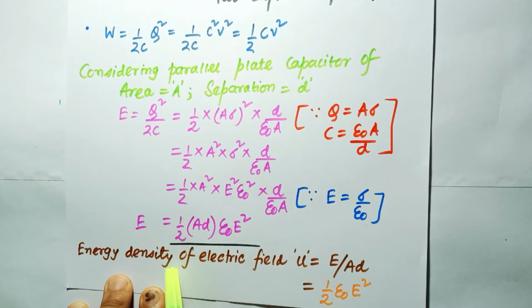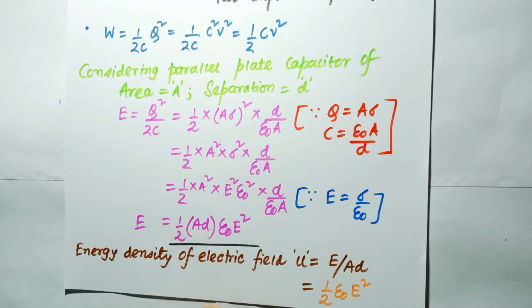So the energy density of the electric field means energy per unit volume. You can see AD means the space in between the two parallel plates of the capacitor. So if I divide the energy by AD, we get the energy density of the electric field, expressed with a small u is equal to E by AD, which comes out as half of epsilon naught E square. So the energy density is proportional to the square of the electric field.